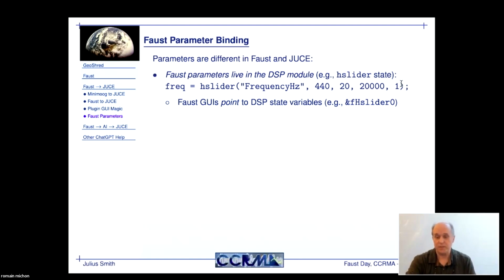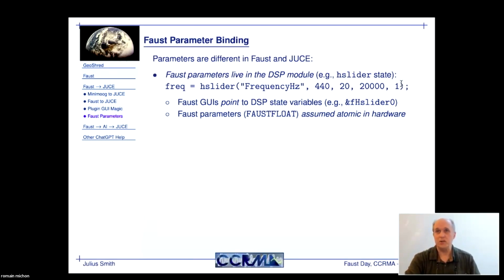And that's very different from the Juice world. So the Faust parameters are assumed atomic in hardware. That means there's no arbitration between the audio thread and the message thread, in Juice terminology, because your audio thread is what the DAW is providing for your plugin to run in. And if you instantiate an editor, that will have its own thread, which is generally called the message thread. So if you play with the parameters on the editor, they're going to fight with any usage in the audio thread. There are two clients for the parameter.